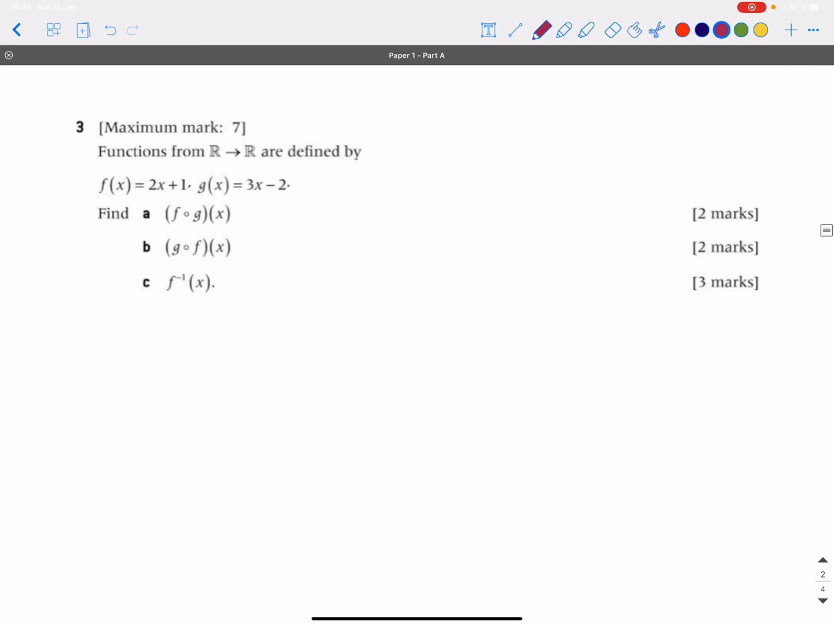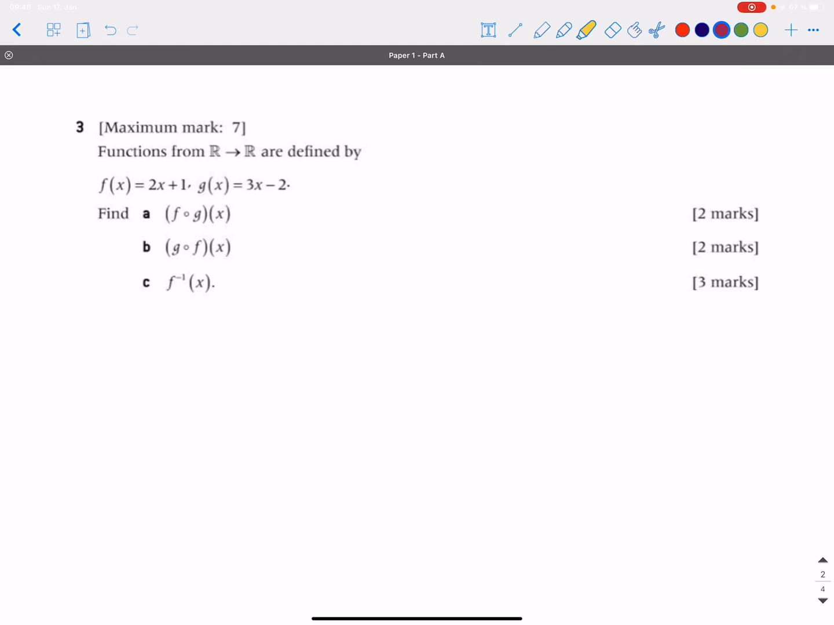This is a nice question because it's practicing a few different things about functions that we've learned. It gives us 2 functions, f of x equals 2x plus 1 and g of x equals 3x minus 2. And we're finding 2 compositions of functions and an inverse function.